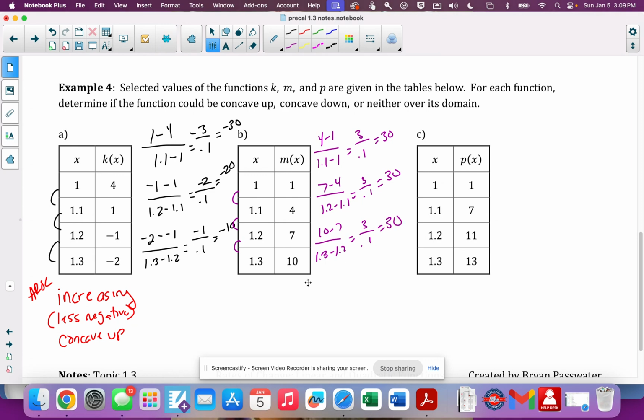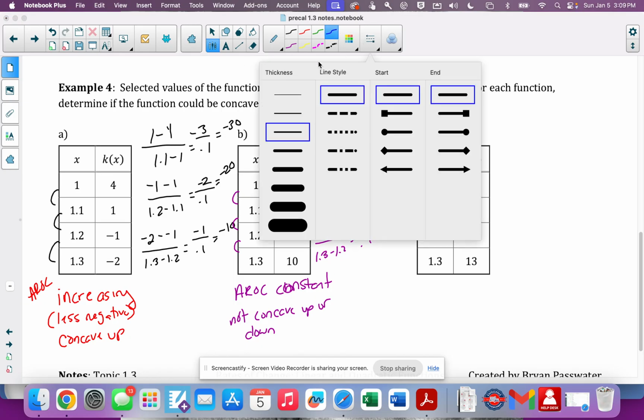So my average rate of changes are constant. That means this is a linear function. So that means it is not concave up or down. A linear function is a straight line. Therefore, it cannot be curving to be concave up or concave down. It has to have some kind of curve in order to do that. All right, last one.